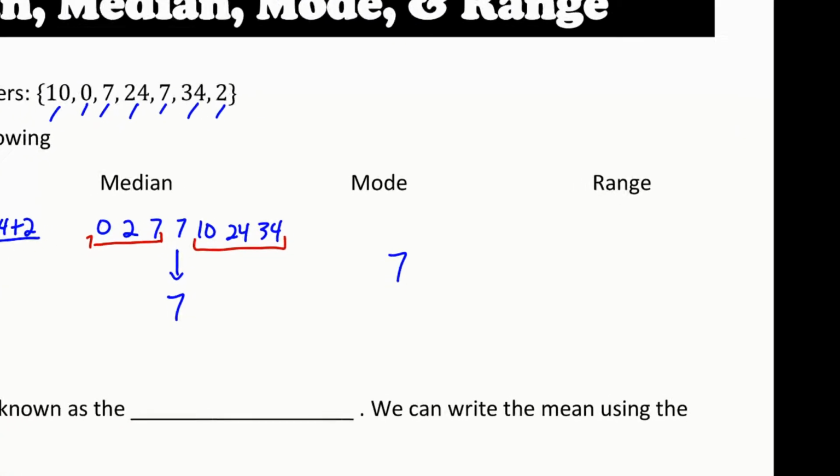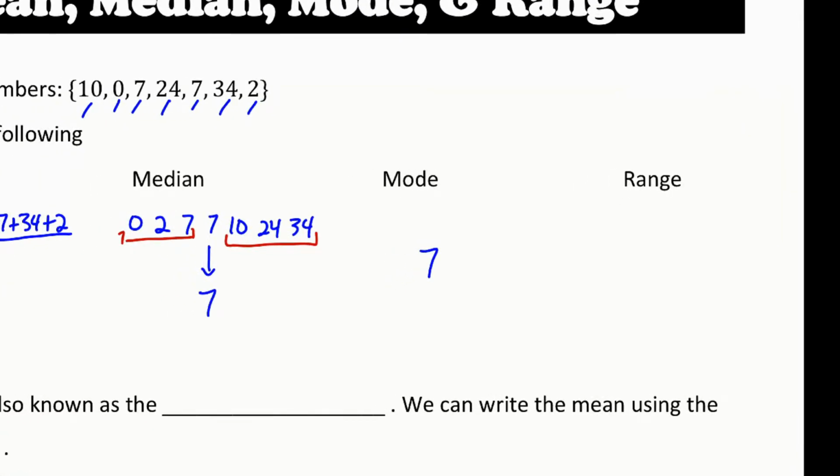The range is a measure of spread. It measures how spread out the data is. And the way we calculate range is we take the largest piece of data, 34, and we subtract the smallest piece of data, 0, and here that's 34, so the range is 34.